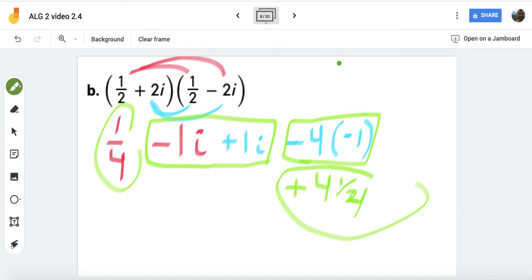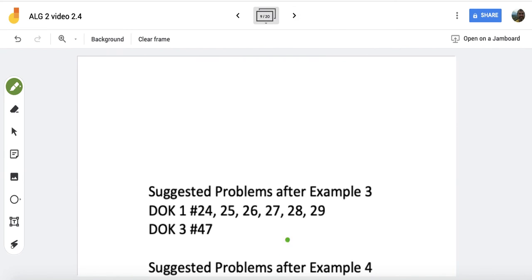Silly, silly, silly. Okay, your teachers could assign you 24 through 29 and 47. Check with them to see what they assigned.